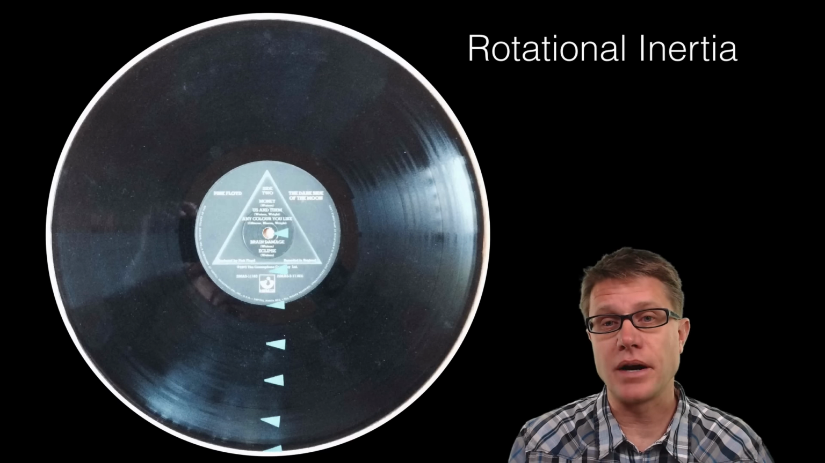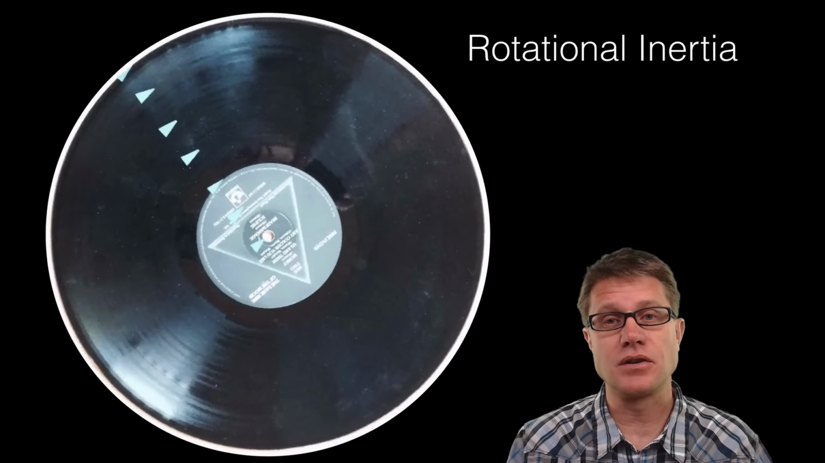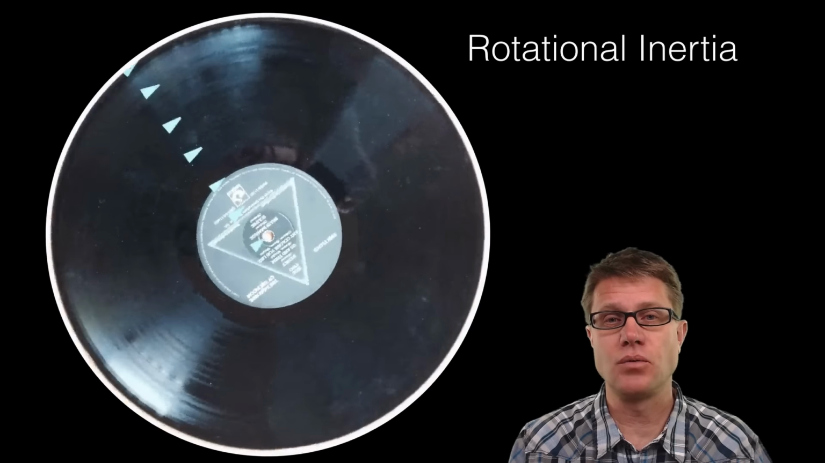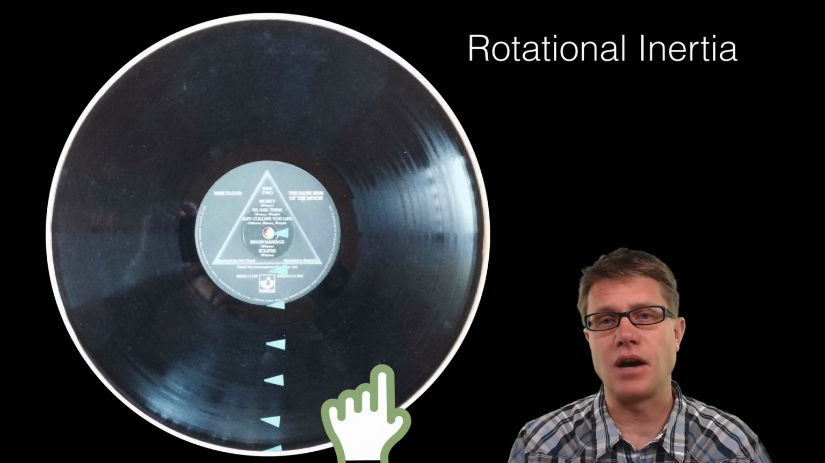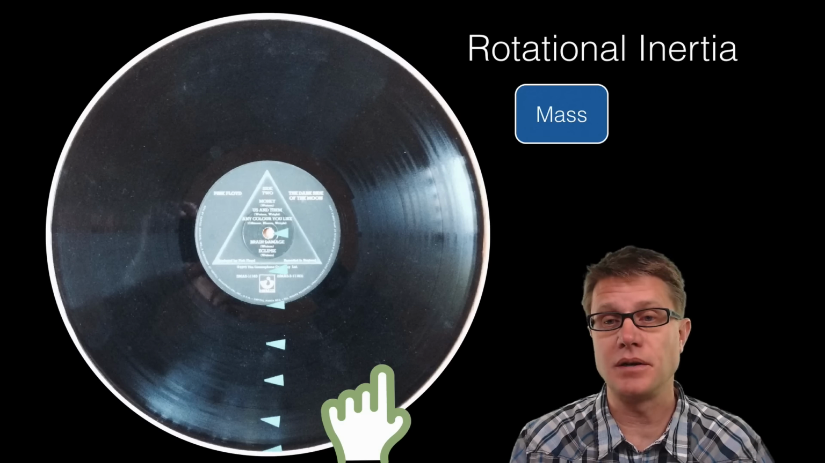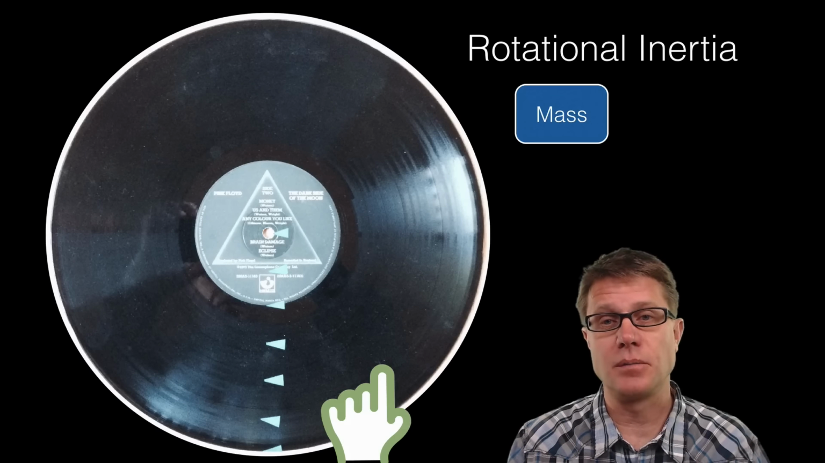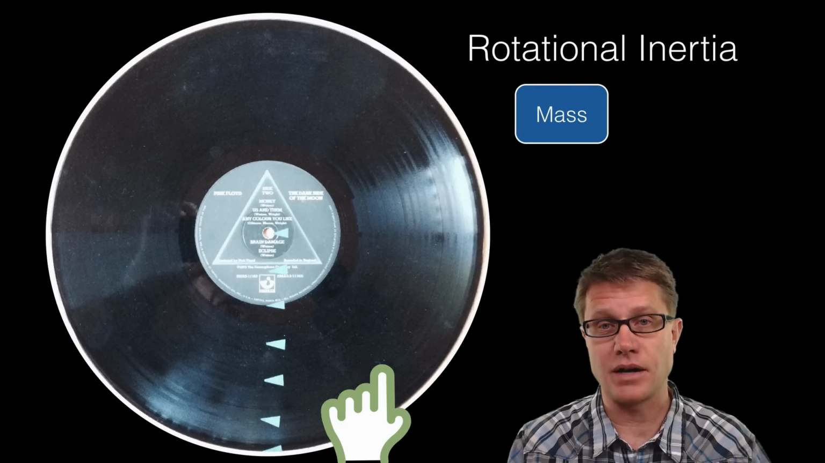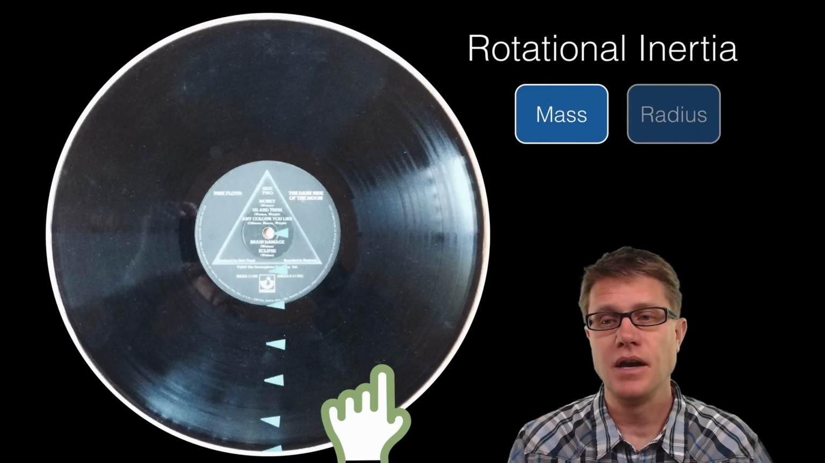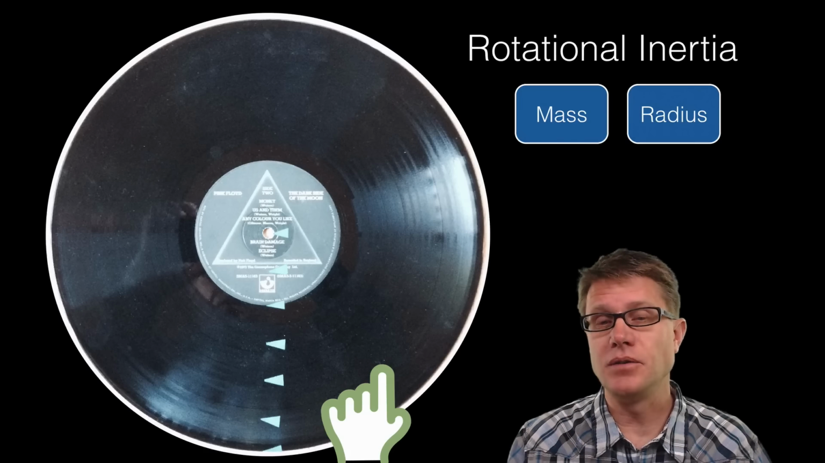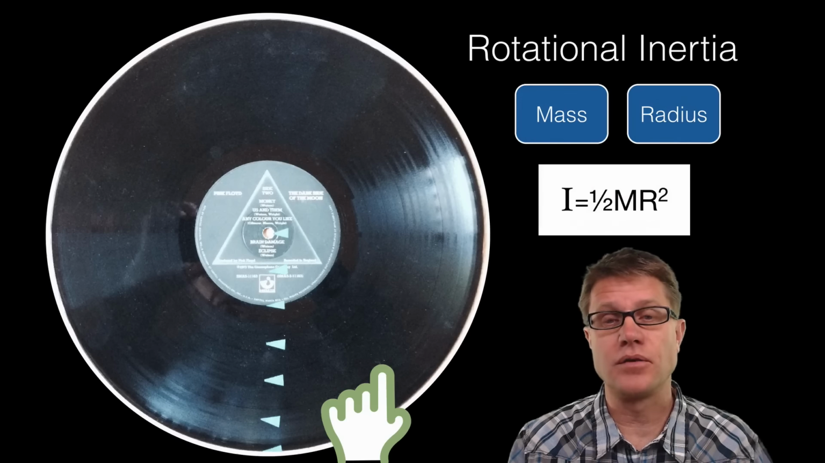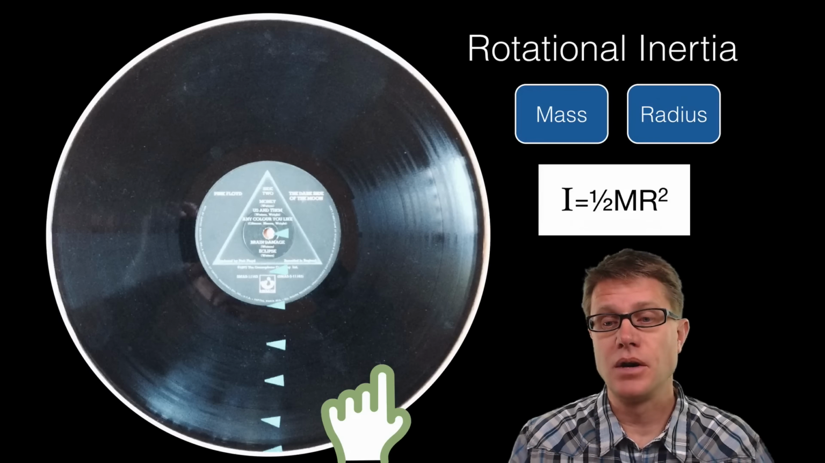And so let's say we have a record that's spinning. So it has a certain amount of angular momentum. And I simply just want to stop the record. Well, what makes it harder for me to stop the record? It's rotational inertia and the velocity at which it's spinning. Now, that rotational inertia is made up of two things: the mass of the record, or the turntable in this case, and also the radius, how far it is from the center point. And if you needed to calculate it, this is the formula for rotational inertia. And so I equals 1/2 mr squared.